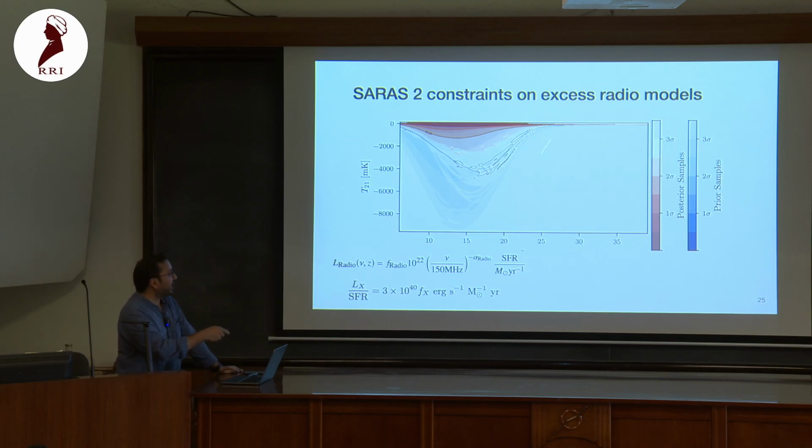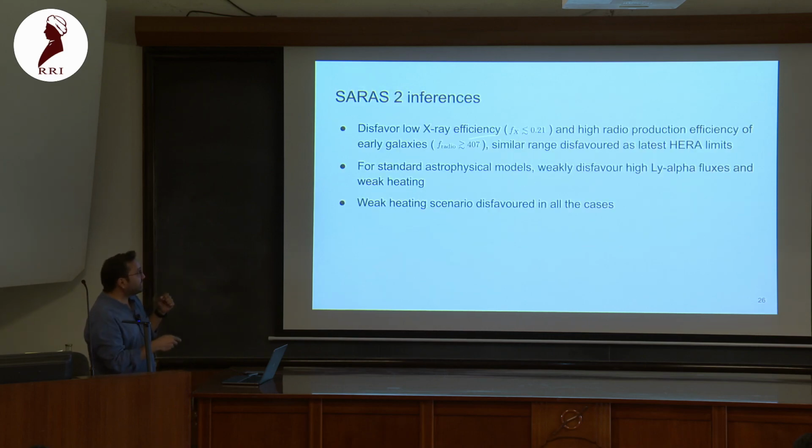So this is the kind of priors we had used, and using SARAS-2 data, we were able to go down to very low amplitudes, which means most of this parameter space that was unconstrained was completely ruled out. So basically we put a constraint not just on the X-ray properties of the sources, but also on how much excess radio emission we expect in addition to the CMB.